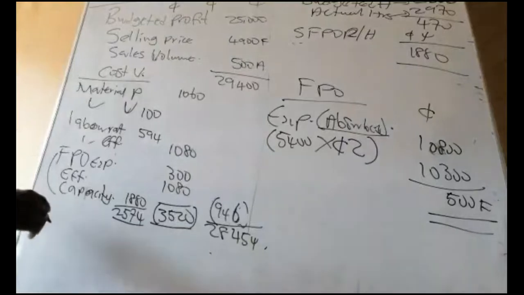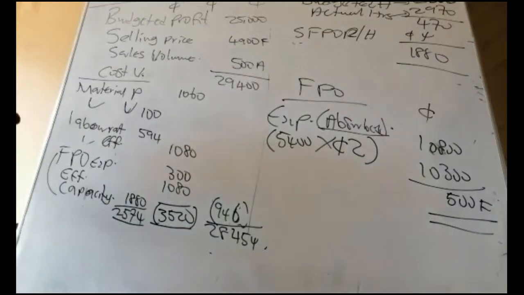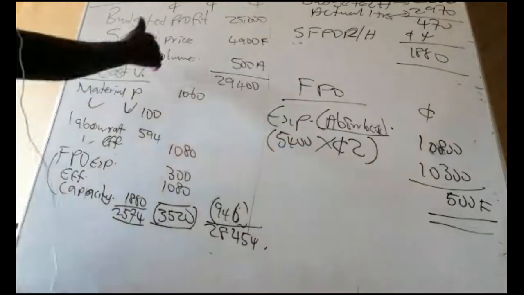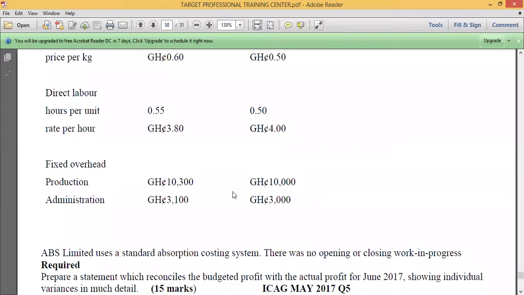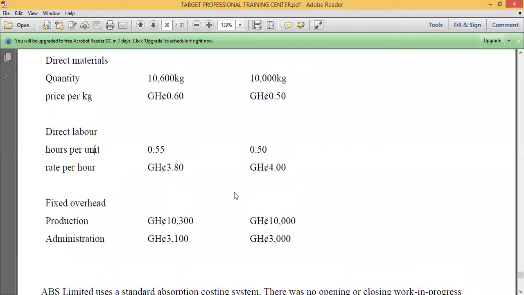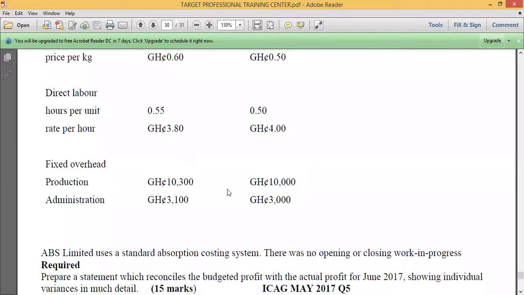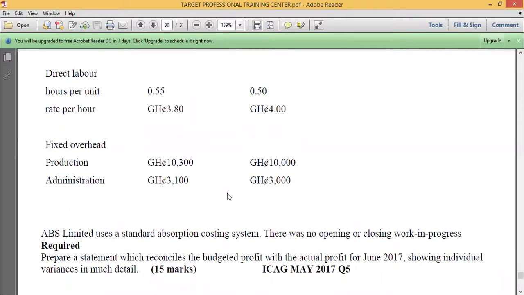So you bring the actual selling and distribution cost if there's some in your question. In fact, any non-production cost, this is where you bring them. The production costs, you are now done with them. So let's go to the question and see if there was selling and distribution cost. No, admin, here it was admin. Actual one was 3,100.